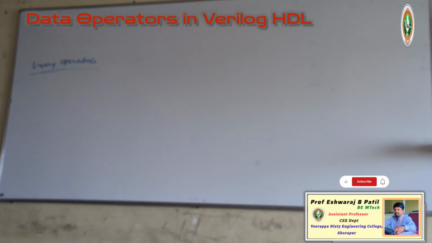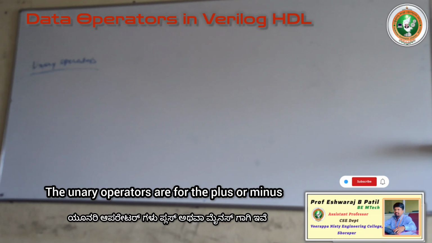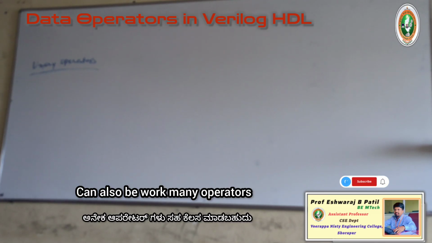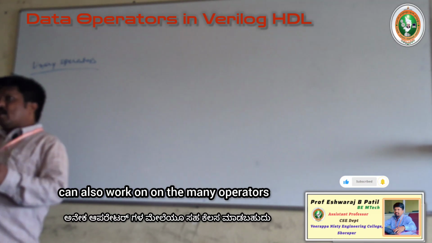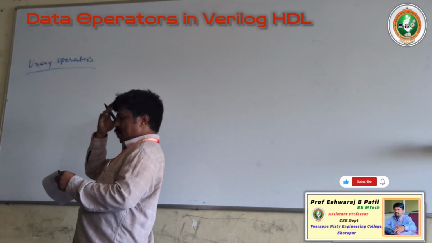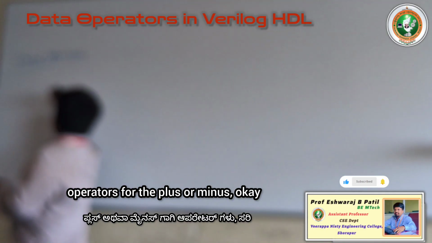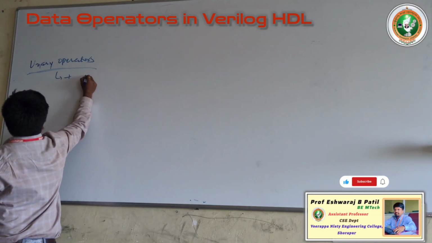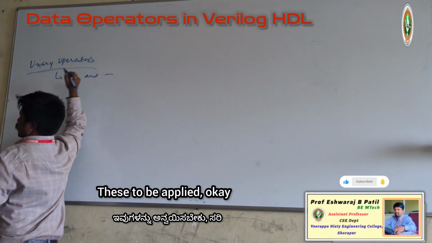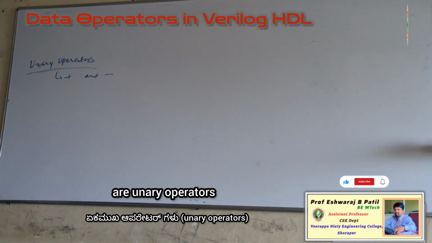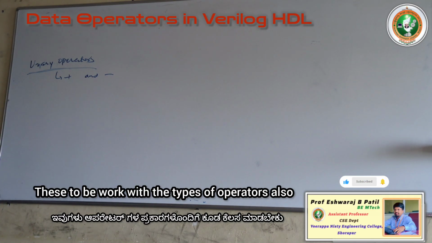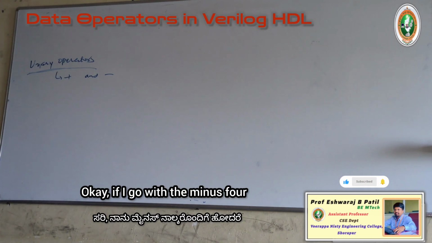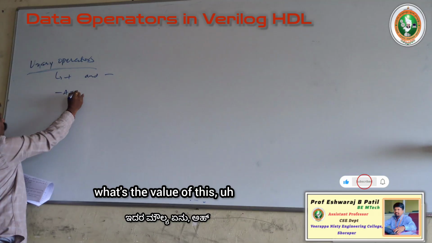Okay, unary operators. Plus or minus can also be called unary operators. Plus sign, minus sign, these we apply, and these are unary operators. These are also different types of operators. If I go with minus 4, what is the value of it?